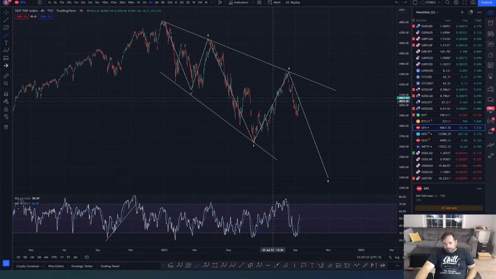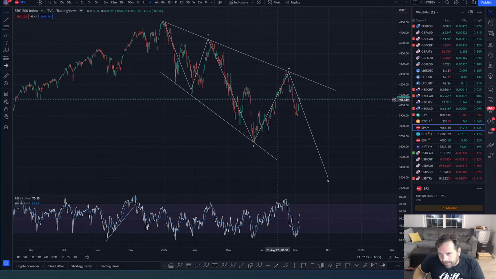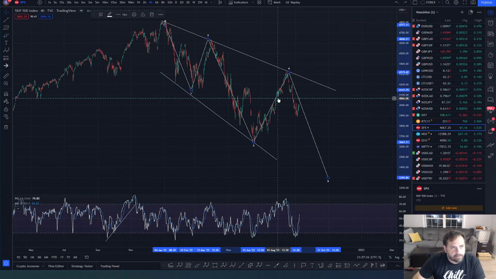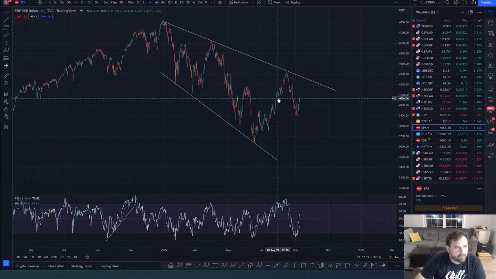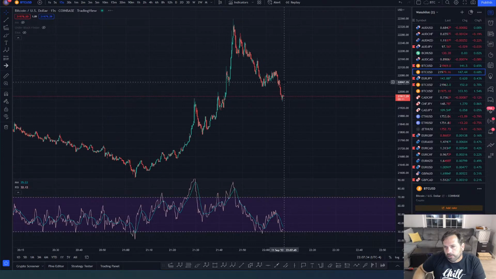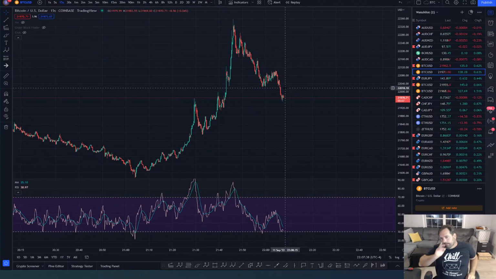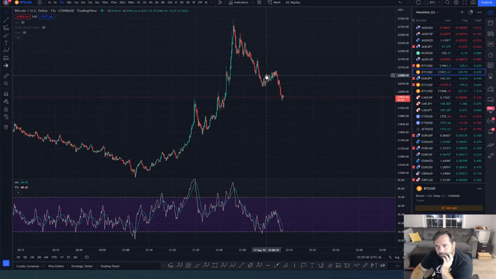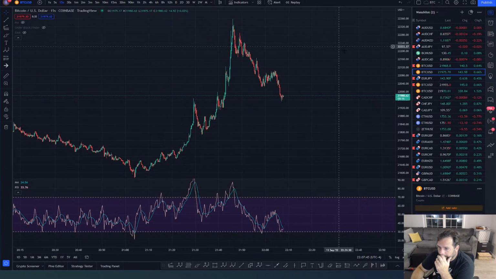Now the other count is, instead of a leading diag, the other count is... let me check this out real fast. Yeah, it broke the low. So it's coming down in 5 waves. That's interesting. It's coming down in 5. So that's more like an impulse, a 3-wave pullback, and it might be a short.